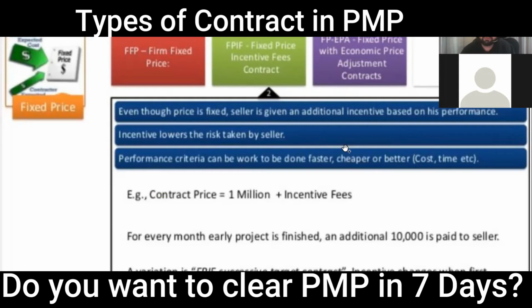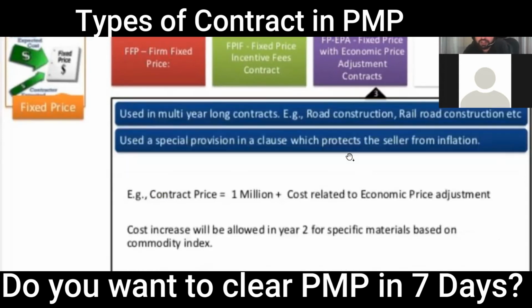Then we move to economic price adjustment. This type of contract is used for a long period of time and we adjust according to the inflation price. So here also the risk comes in.